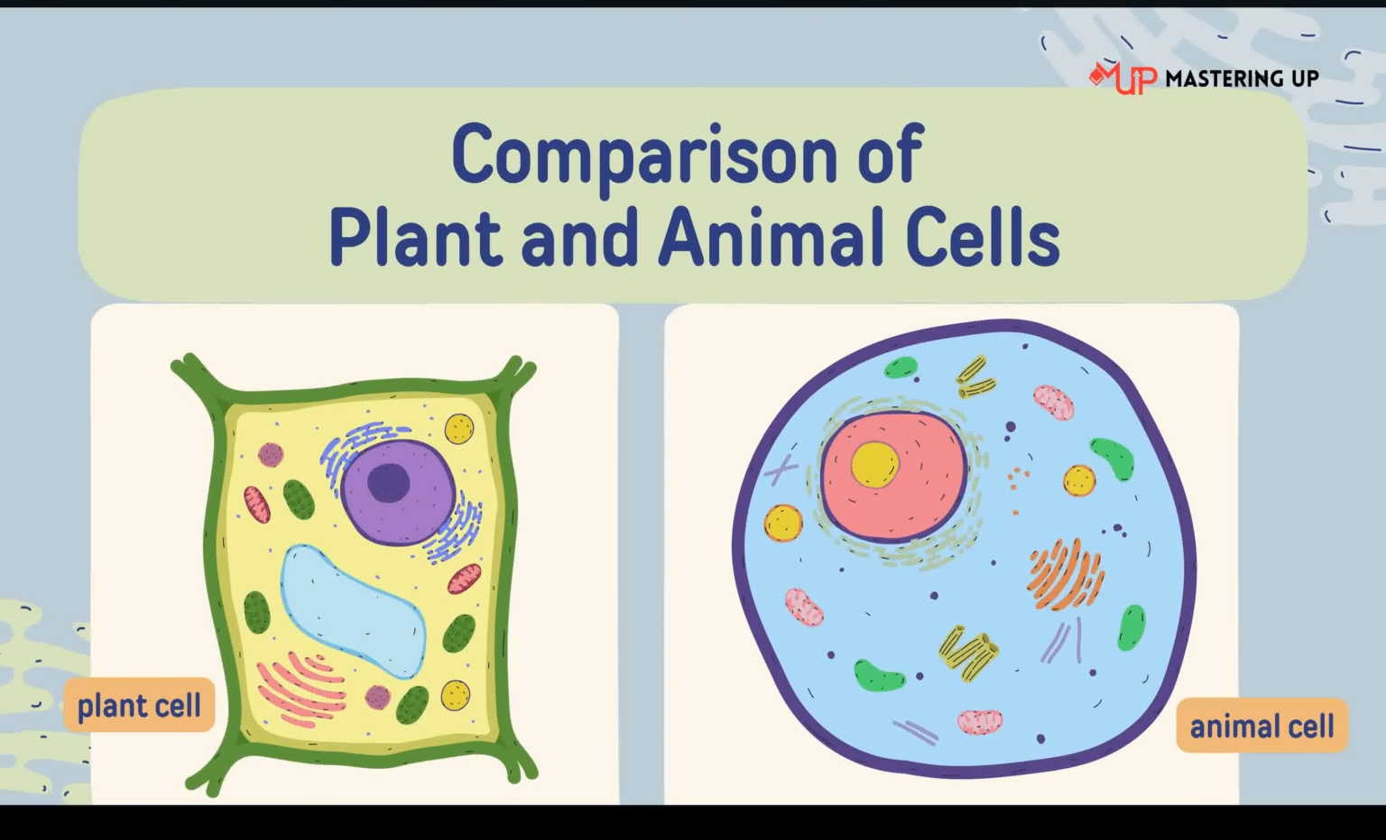Now let's see the comparison of plant and animal cells. While both plant and animal cells share many common organelles, such as the nucleus and mitochondria, they also have distinct differences. For example, the cell wall is found only in plant cells. The cell wall of plant cells is a rigid outer layer that surrounds the plant cell membrane, providing support and protection.